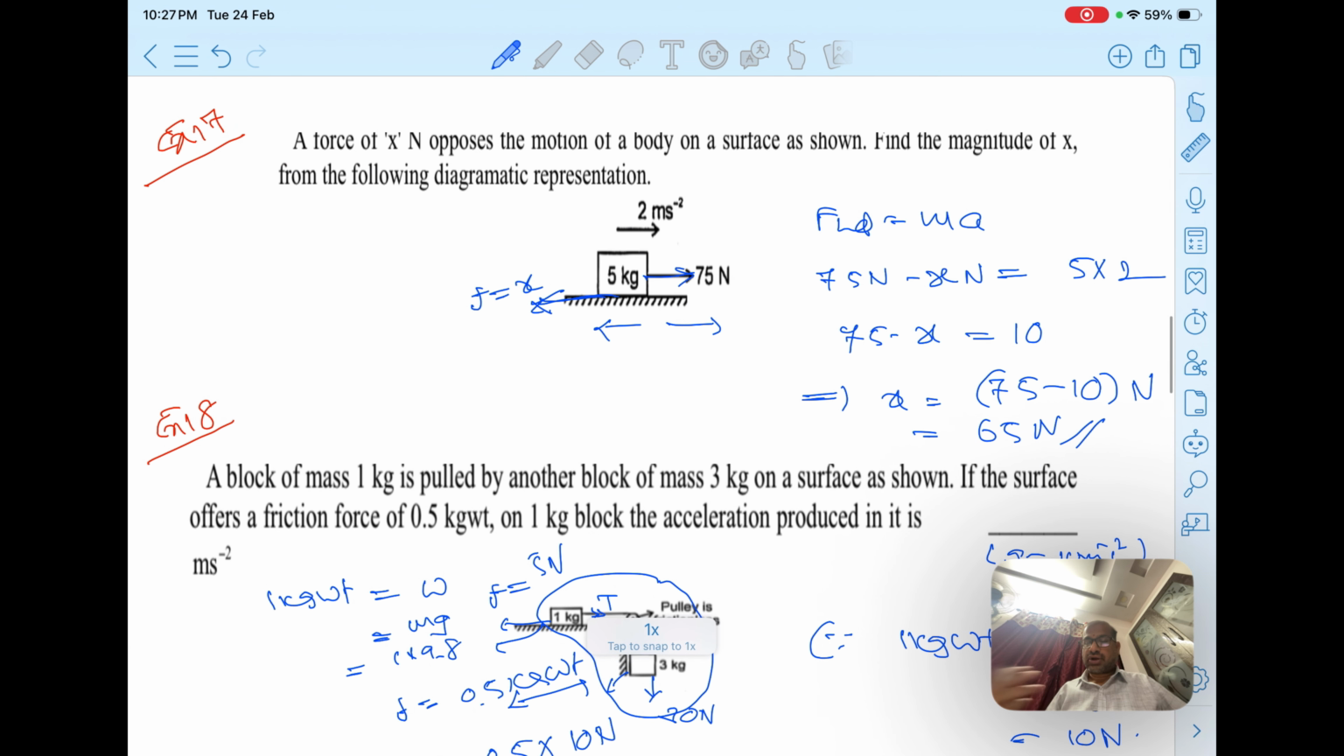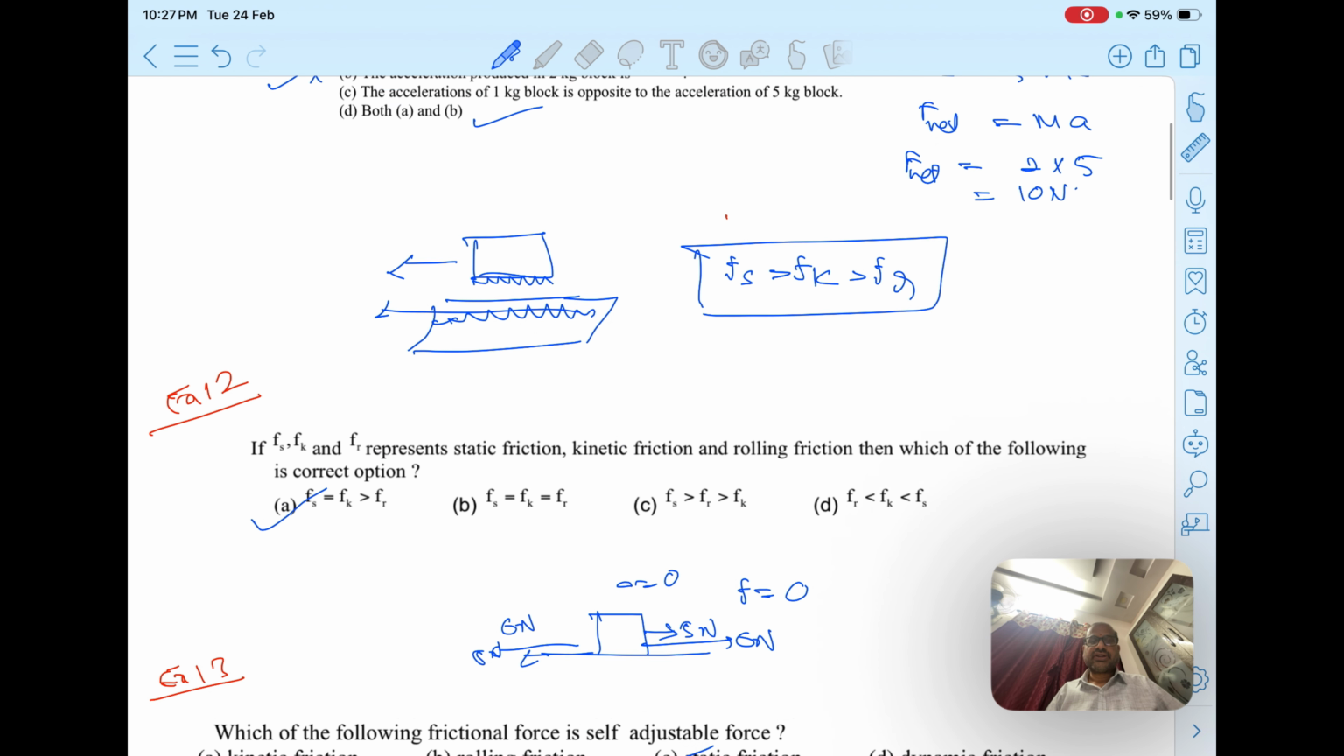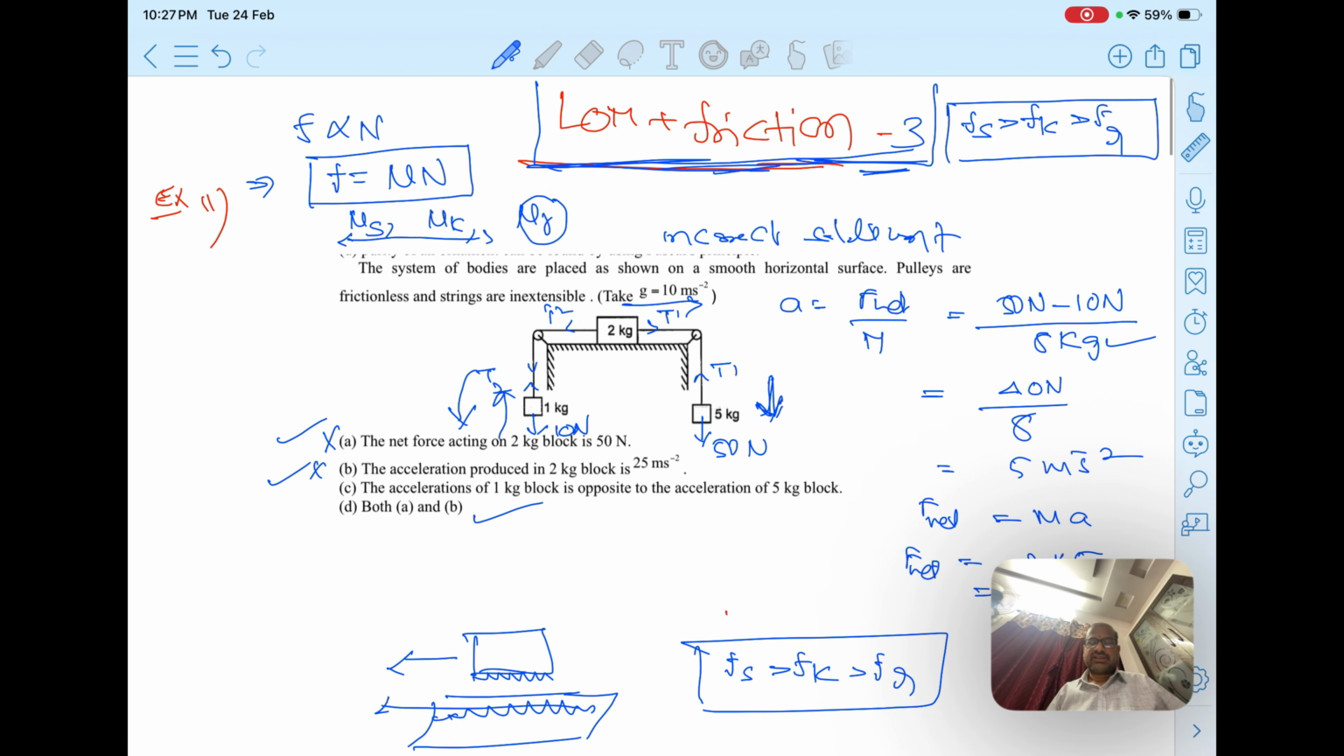Practice numericals. As I go on uploading basic numericals and practice exercises after basic discussions, please go through them and solve them, and your practice will increase. Okay, fine, students. So this is what we have done in the entire video. This is laws of motion and friction series 3.